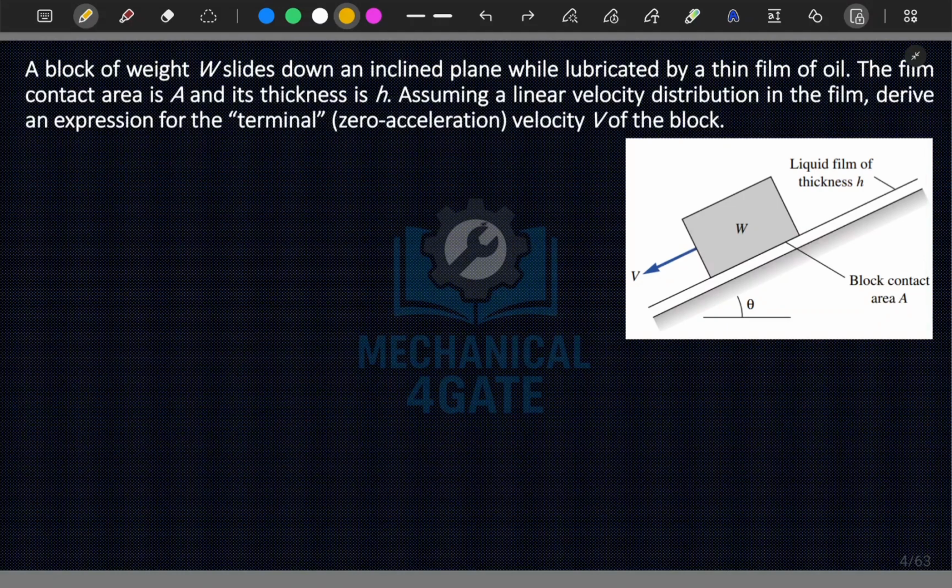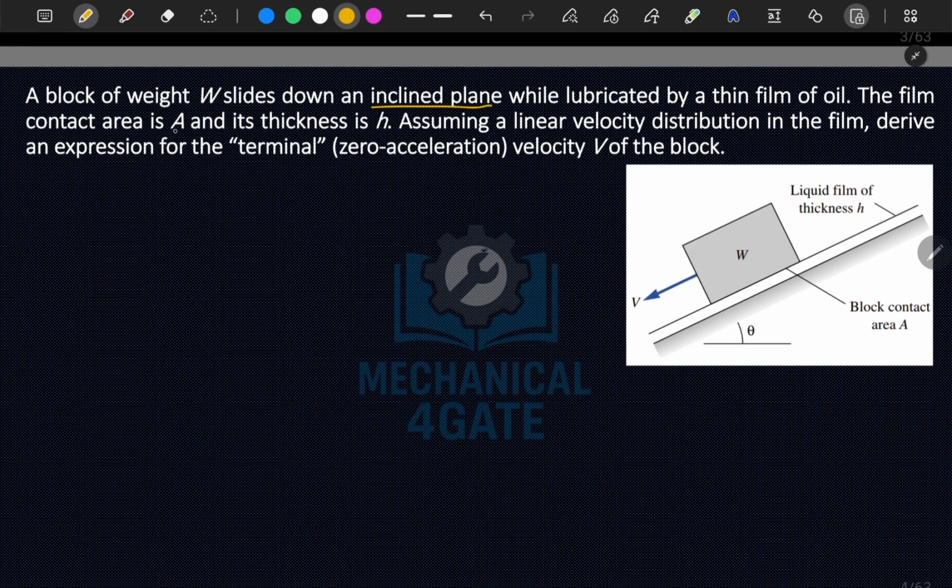This question states that a block of weight W slides down on an inclined plane while lubricated by a thin film of oil. The film contact area is A, and its thickness is H. Assuming a linear velocity distribution, your velocity is V at this point and 0 at the bottom, because the bottom is the contact layer.